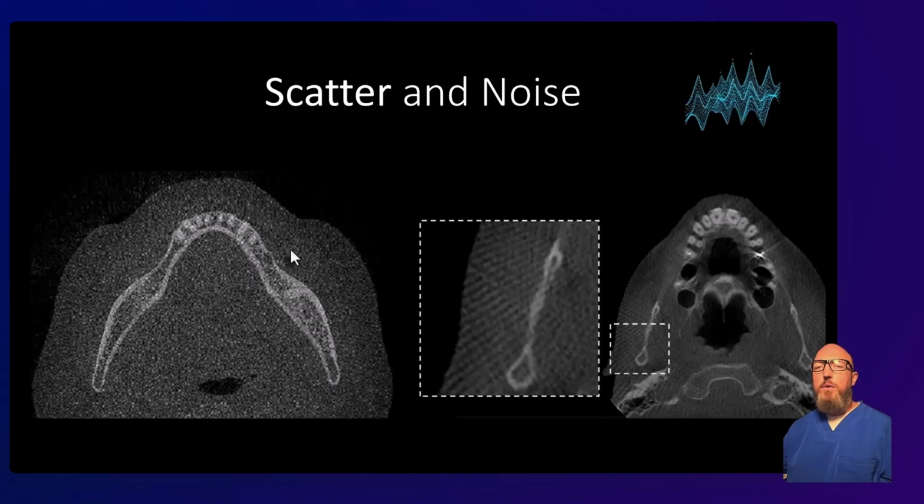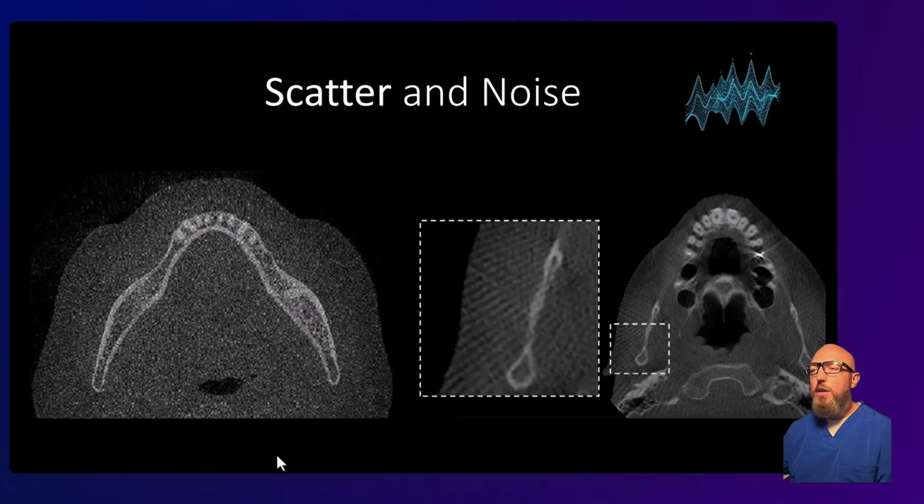All right, next one to know here is scatter and noise. Scatter is X-ray photons bouncing off something and hitting the detector at a different point than it would have on a direct path. And CBCT is more prone to scatter than medical CT because of the cone-shaped beam as opposed to the fan-shaped beam that they have in medical CT. But in CBCT, we're exposing a large volume all at once, and that's why it happens.